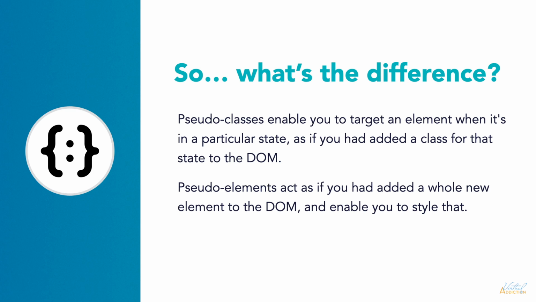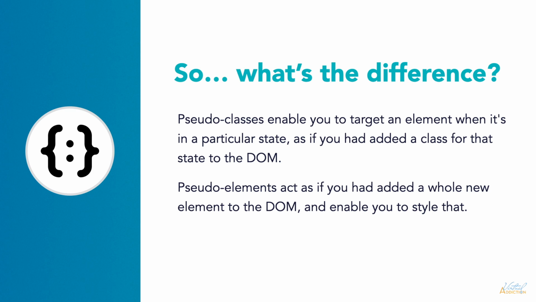The CSS pseudo-class is a state of the selected element when it goes through an event or series of events. You can change the element styles for a particular event using pseudo-classes. Pseudo-classes enable you to target an element when it's in a particular state, as if you had added a class for that state to the DOM.